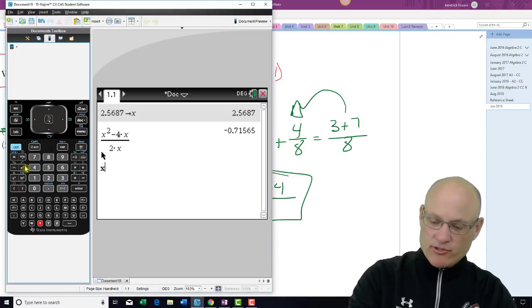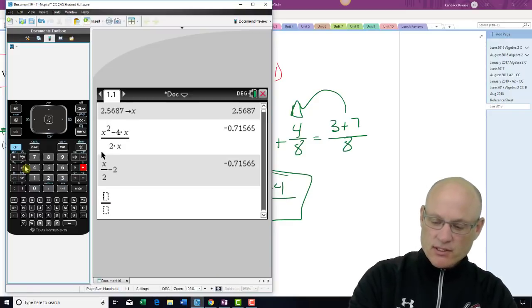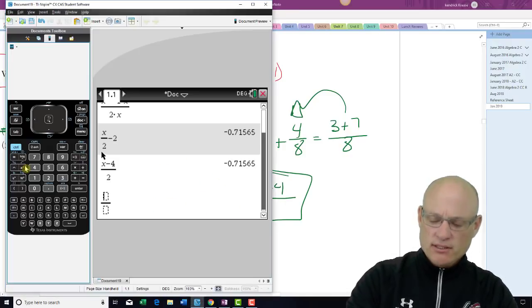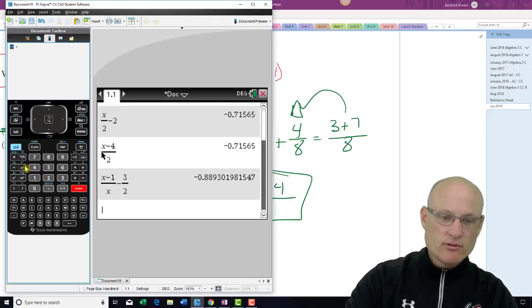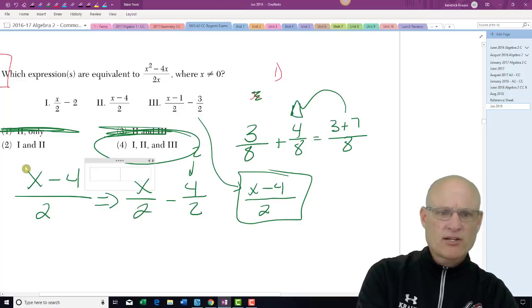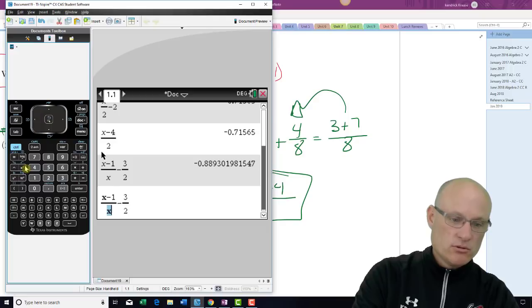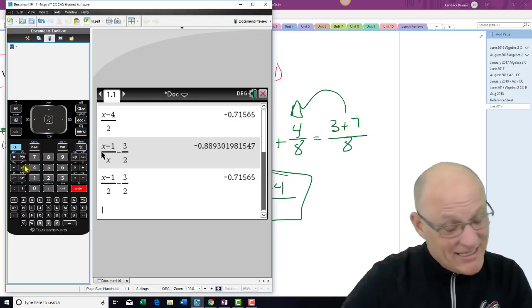Then I'm going to do x divided by 2 minus 2. I get that same number. Then I'm going to do control division. X minus 4 over 2. I get that same number. Then I'm going to do control division. X minus 1 over 2 minus 3 divided by 2. Oops, wasn't 3 divided by 2. X minus 1 over 2. And I get that same thing. See how I was able to get all the same decimal? There you go. That's why it's the answer.